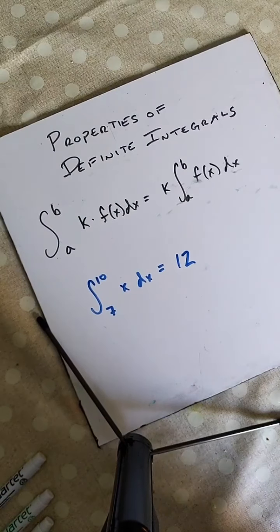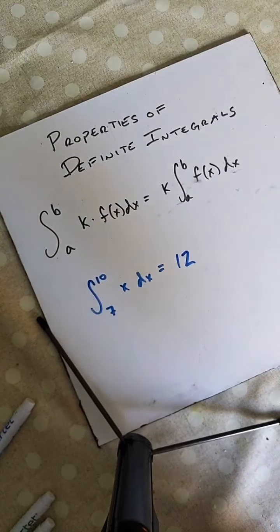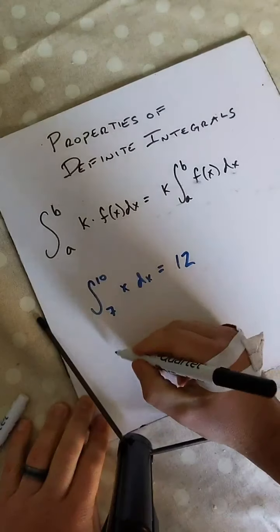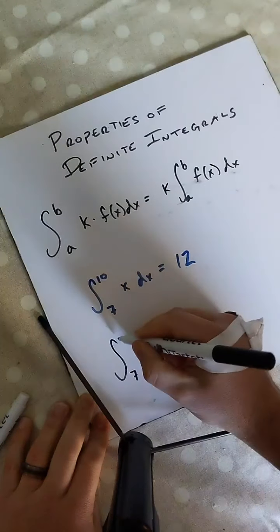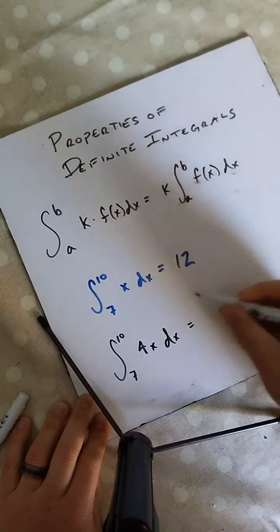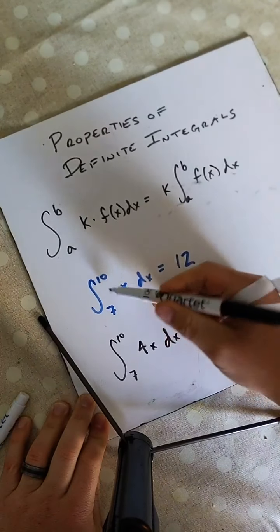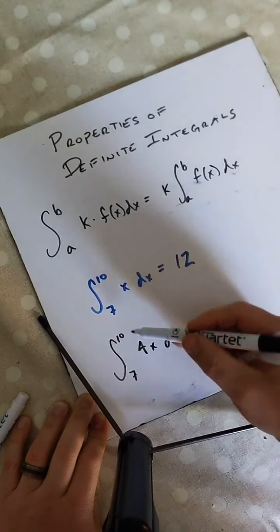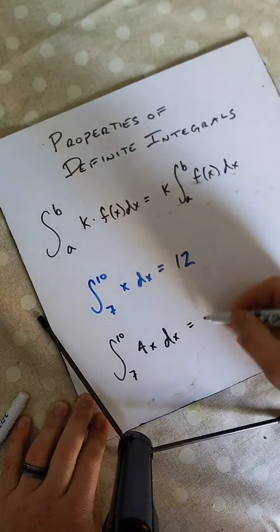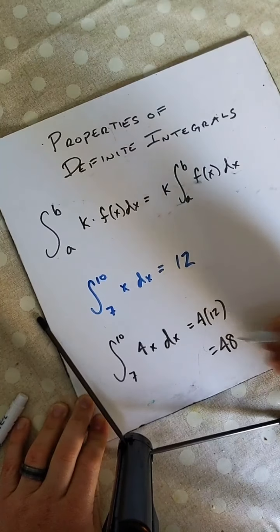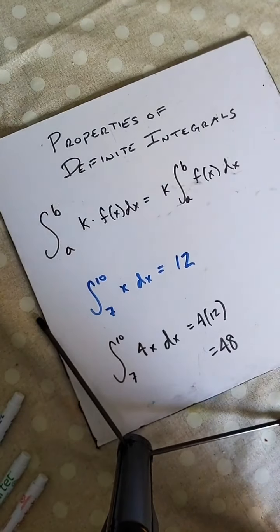Okay. So what we can do is use that to help us find another answer. Say if I had the integral from 7 to 10 of 4x dx, well, if I know that a regular x from 7 to 10 is 12, if I have 4x from 7 to 10, all I need to do is take 4 times 12, and that would be 48.